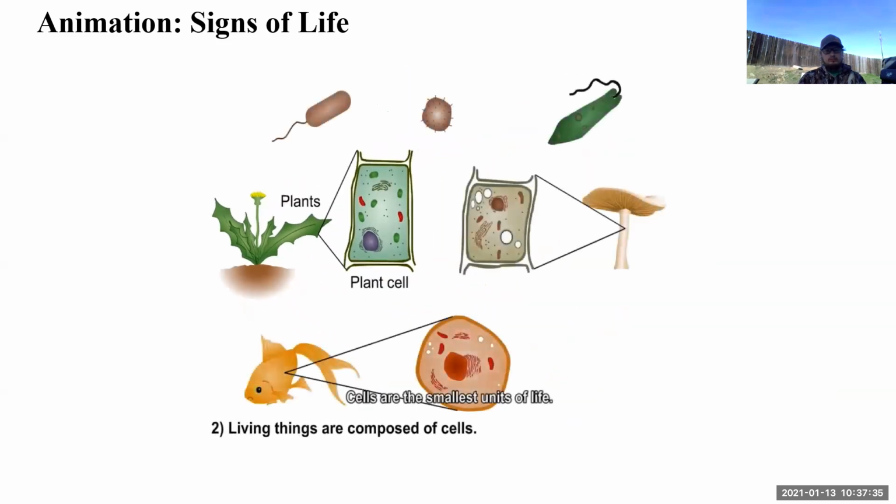Second, living things are composed of cells. Cells are the smallest units of life. Some organisms have only a single cell, others are multicellular. Humans, for example, are composed of trillions of cells.